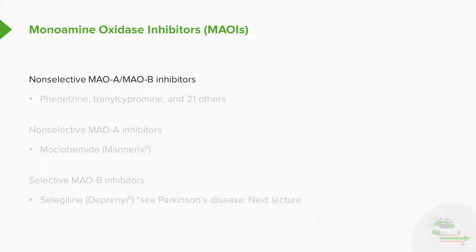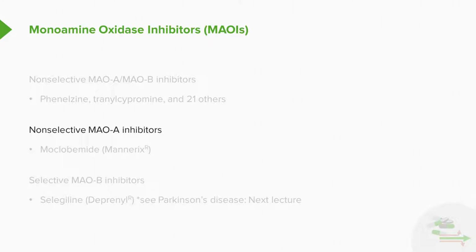Monoamine oxidase inhibitors can be selective and non-selective. The non-selective monoamine oxidase inhibitors include a large list of drugs, including phenelzine and tranylcypromine. These are the two that I want you to remember. You don't have to remember, obviously, the 21 others for your exams.